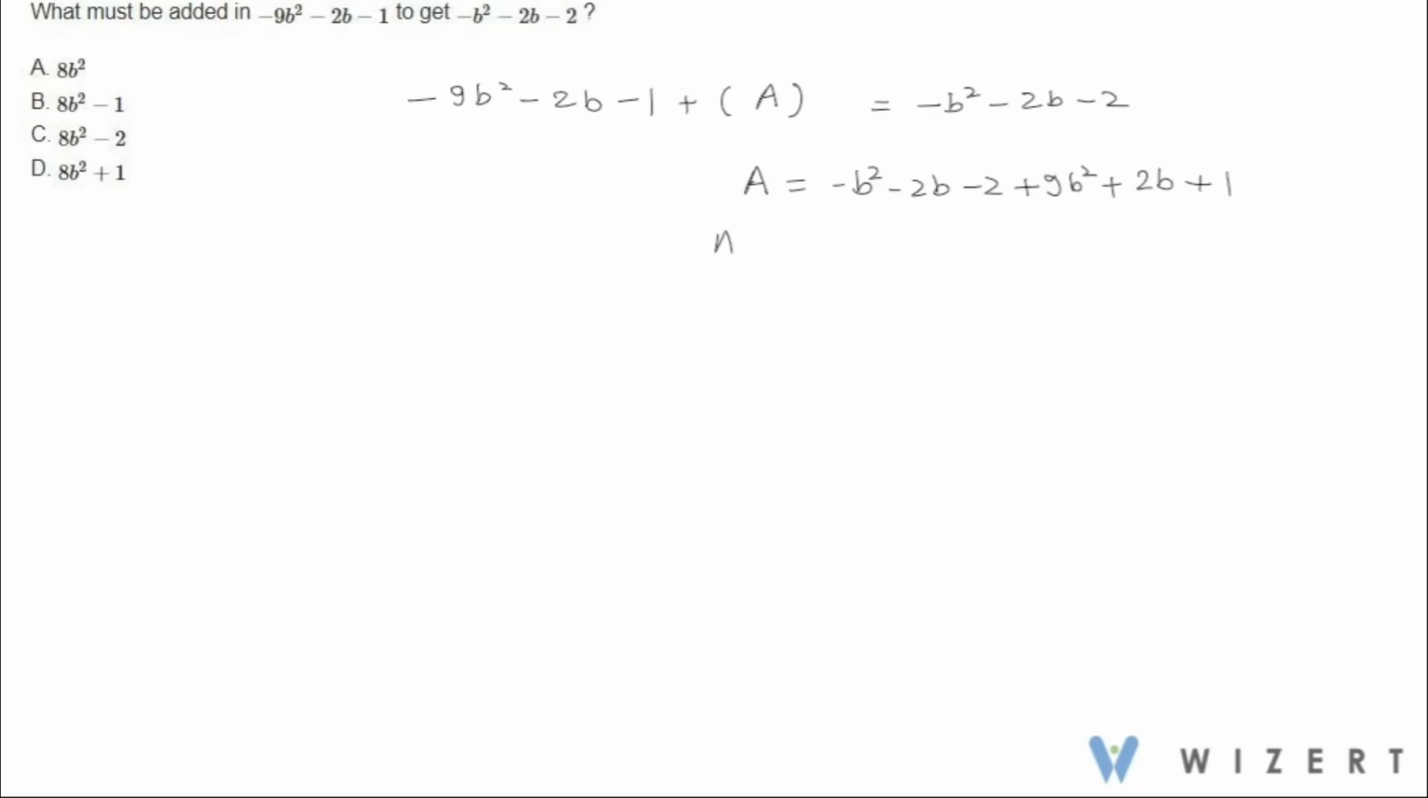So we get A equal to 9b² - b² is 8b². 2b - 2b cancel out, and -2 + 1 is -1. So let's see, the answer is option B.